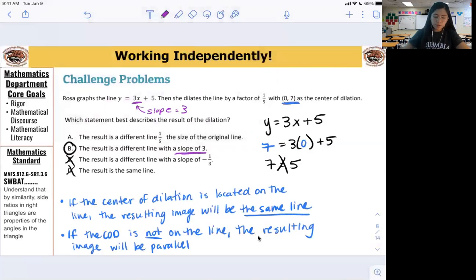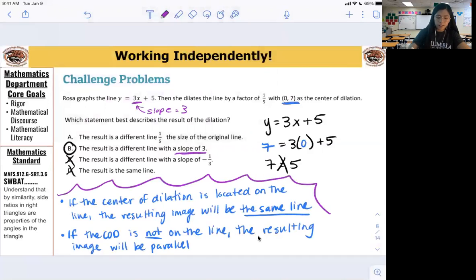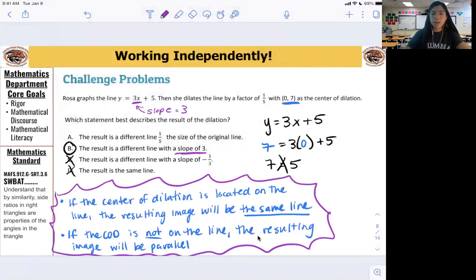If you don't have these two rules written down, write them down now, because this is going to save your life on a couple of those. This should be a pretty easy question at the end of the day if you remember that rule. Any questions on this one?